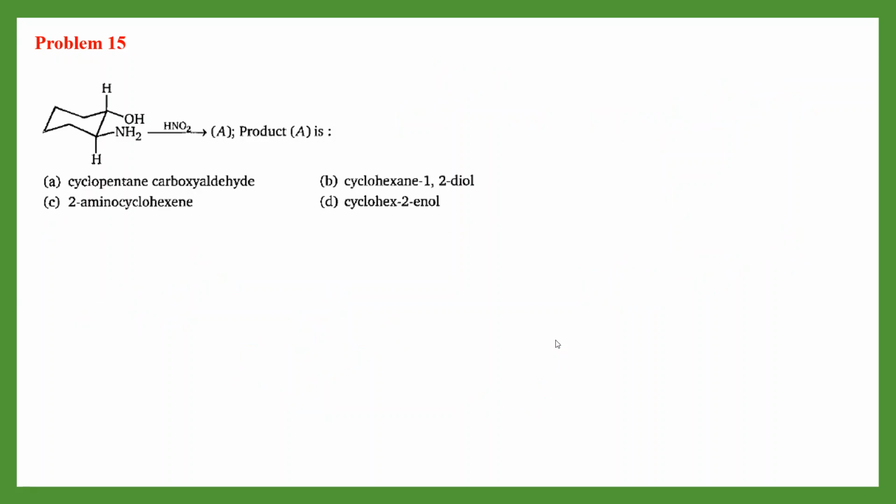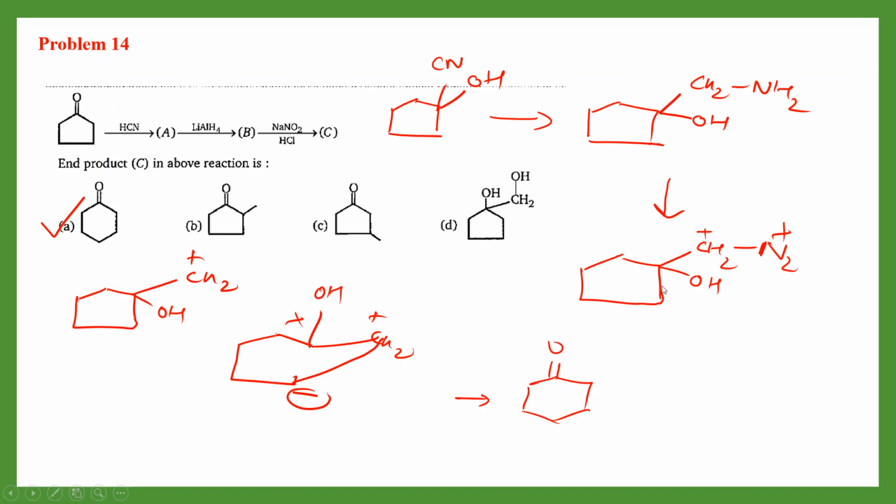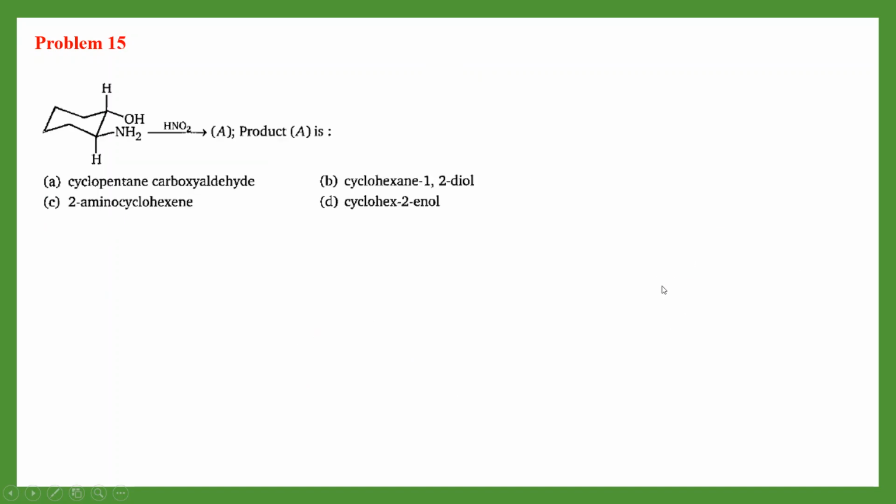So this is the last question of today's problem solving session. This is again your Demjanov rearrangement, but here I want to see the stereochemistry. See, in Demjanov rearrangement also, students, your migrating group and your leaving group should be anti to each other, anti form. So if we look at cyclohexane, let's say you are having this NH2OH. They are anti to each other.